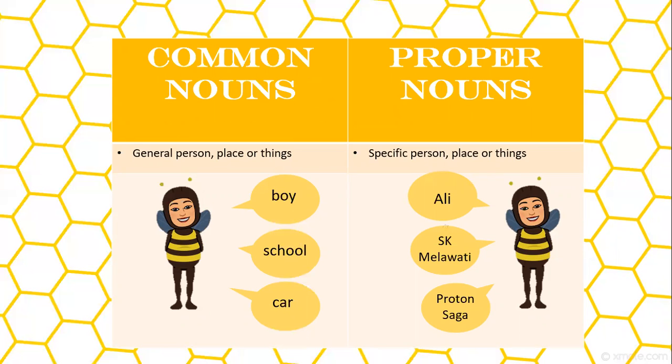Now, proper nouns: Ali, SK Melawati, and also Proton Saga. These are proper nouns, specific persons. Who is that boy? That boy is Ali. Remember, proper nouns must be in capital letter. If you have two names, for example, Marisa Sophia, M must be in capital letter, S must also be in capital letter. Remember, proper nouns must be in capital letter.